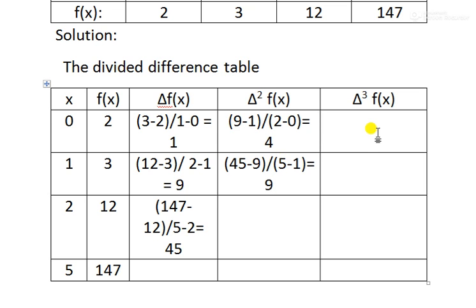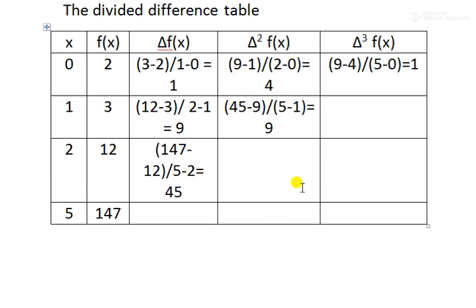Now we need to calculate the difference between these two, that is 9 minus 4 divided by 5 minus 0, that is equal to 1. So just keep this in mind, this is the difference table which we have obtained. Now let us move further to see how to calculate these values.